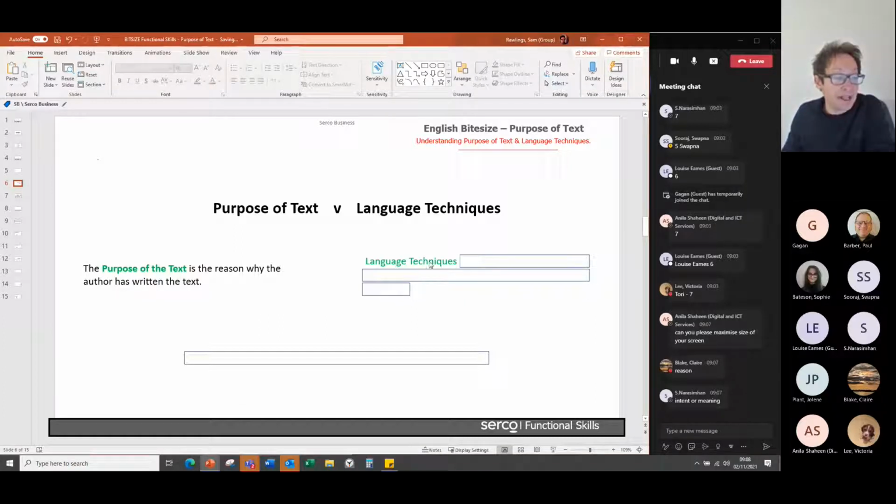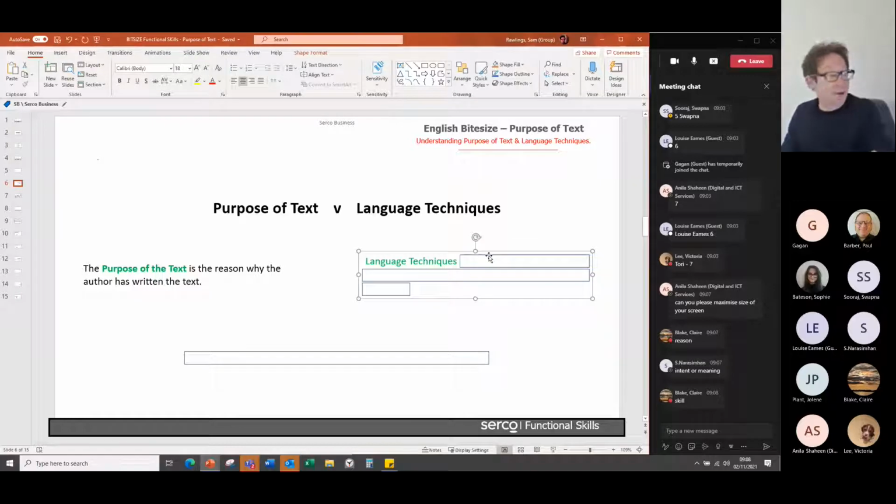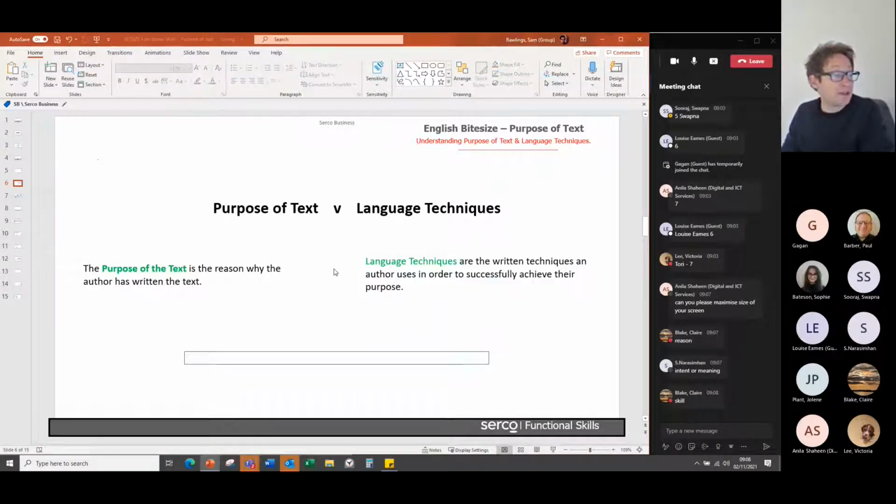And then we've got this other term over here called language techniques. What's a technique? Can you give me a synonym for the word technique? Skill, yeah, exactly. Or method could be another one. So a technique is the way you do something. It's the way the author uses language to achieve the purpose of the text. That's the key thing. The purpose of text is the reason why something's written, and the language technique is the way that the author achieves that purpose of text.